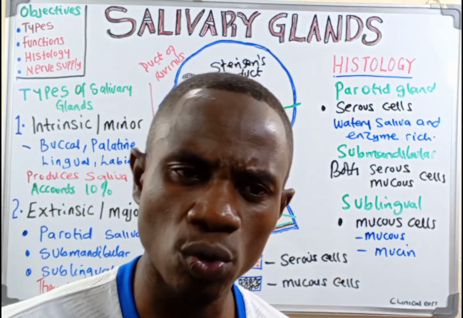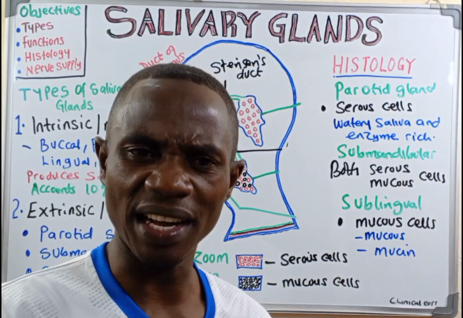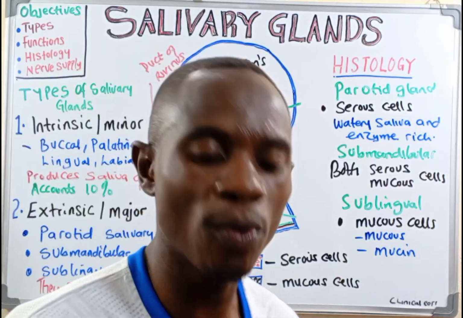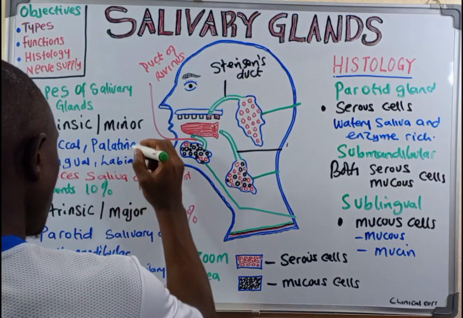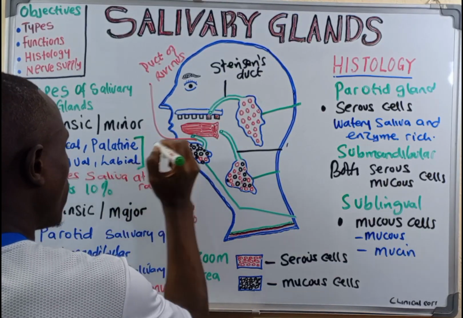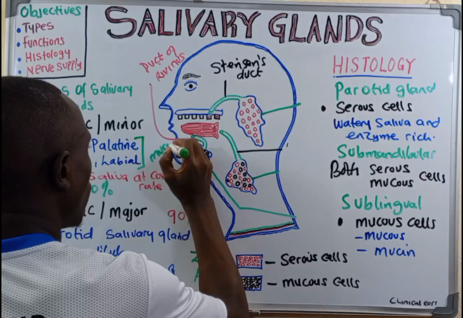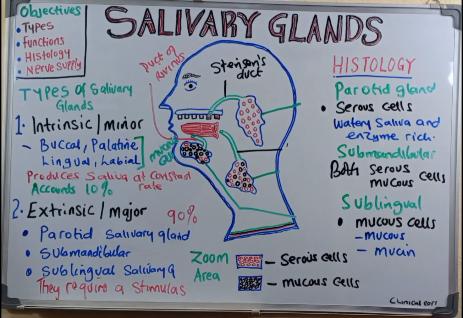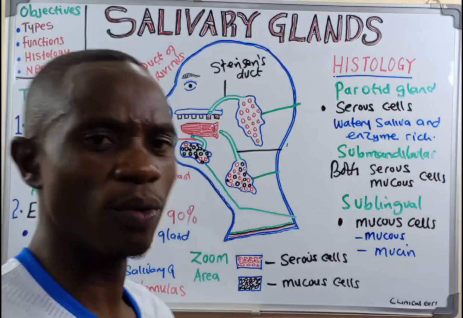So now how about the intrinsic salivary glands? The intrinsic salivary glands are all generally mucus cells. They are all generally made up of what we call mucus cells.